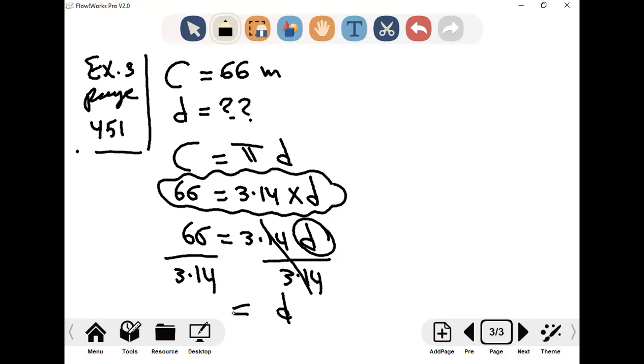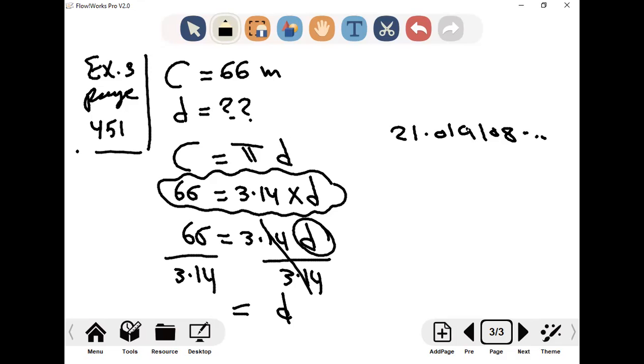I want the exact value because maybe we will round. Just give me a second. 66 divided by 3.14. It is a lot of numbers after the decimal. 21.019108, a lot. The question said at the end, round to the nearest hundredth. This is the answer here: 21.019108, a lot of numbers.